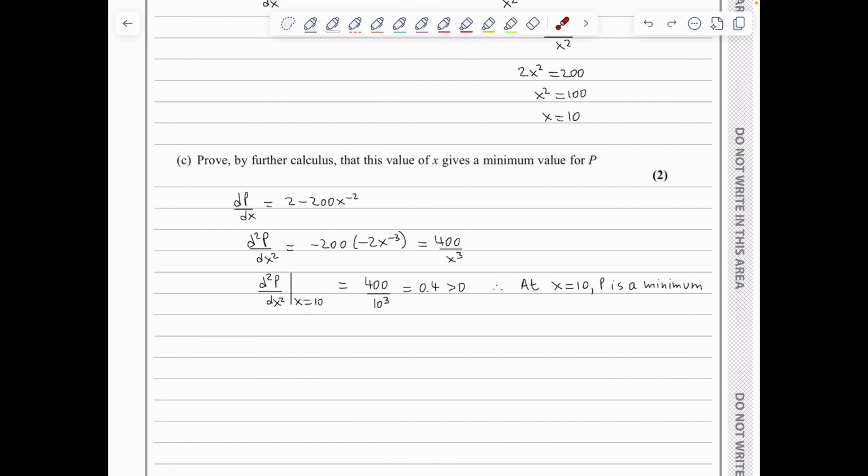Now we need to be careful here. We need to explicitly compare with 0 and write down the conclusion to claim the second mark for this part of the question.